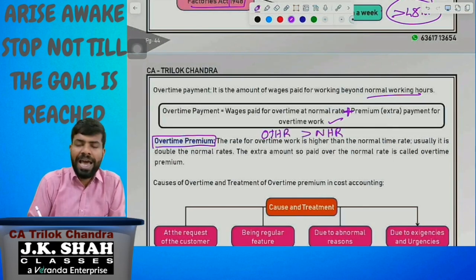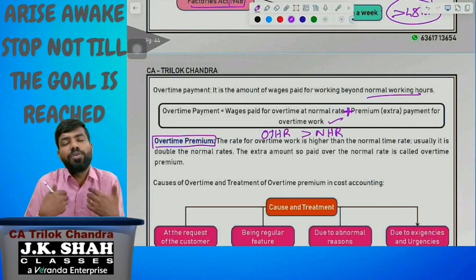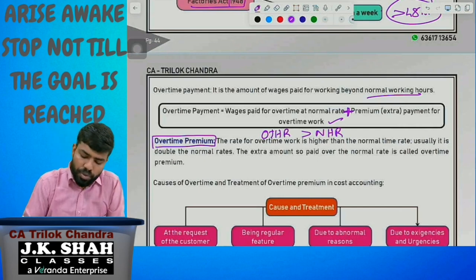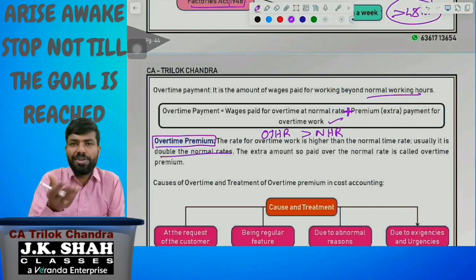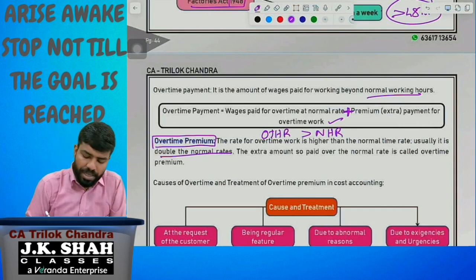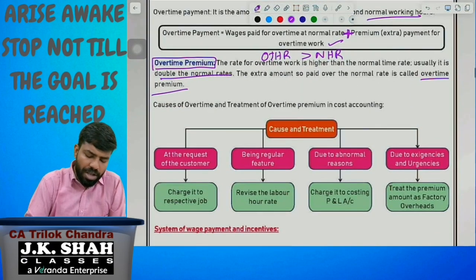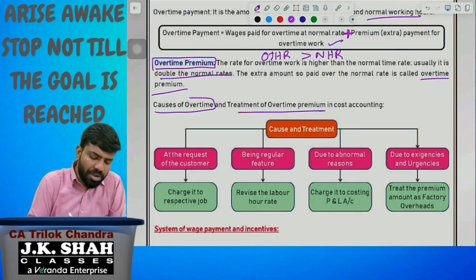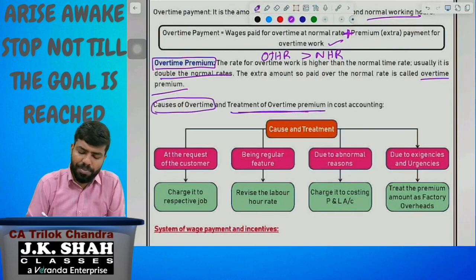In our example, the normal hourly rate is 10 rupees, and the overtime hourly rate is 20 rupees. I took double that. Usually the overtime hourly rate is double the normal hourly rate. The extra amount so paid over the normal rate is called overtime premium. Look here. We are going to see the causes of overtime and the treatment of overtime premium.